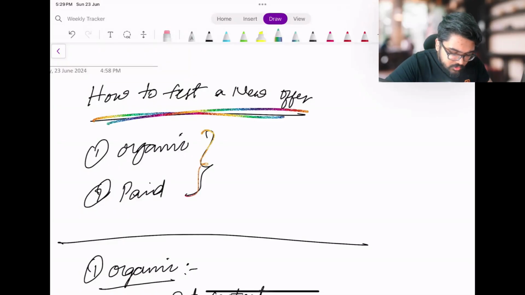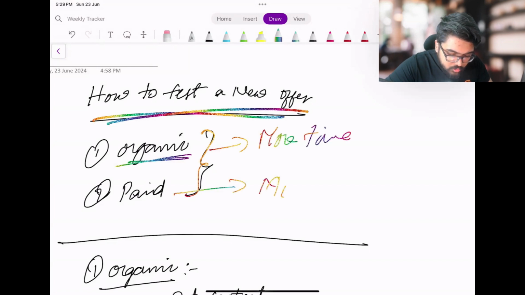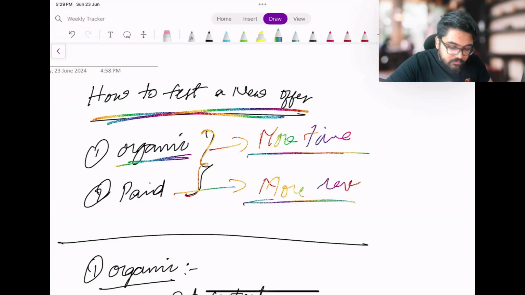There is going to be the organic way, which takes more time, and the paid way, when you have more revenue to actually allocate for these campaigns, right? If you have more time, follow the organic route. If you have more cash flow, where you have the liberty to test for at least a few weeks or months, I would say a few months, go down the paid ad route. If you do not have that, I would suggest you stick to the organic route.